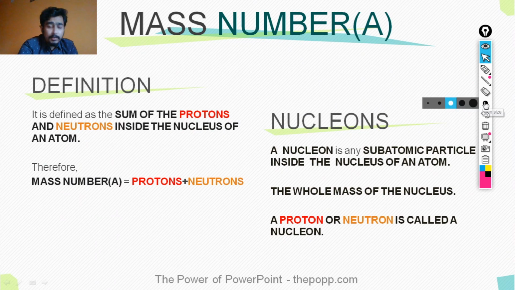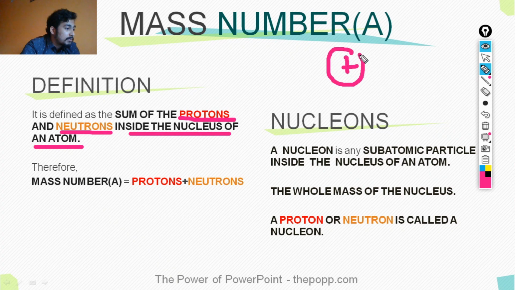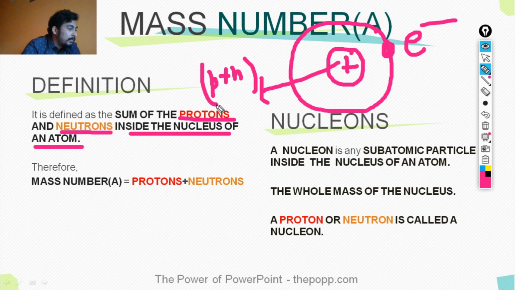Now, as I was telling you, mass number is known as the sum of protons and neutrons inside the nucleus of an atom. What we saw over here is that this is the nucleus, which is positively charged. Electrons, this is the orbit. Electrons used to revolve around this. These are electrons. Here inside the nucleus we have protons and neutrons packed together, and they are collectively known as mass number.